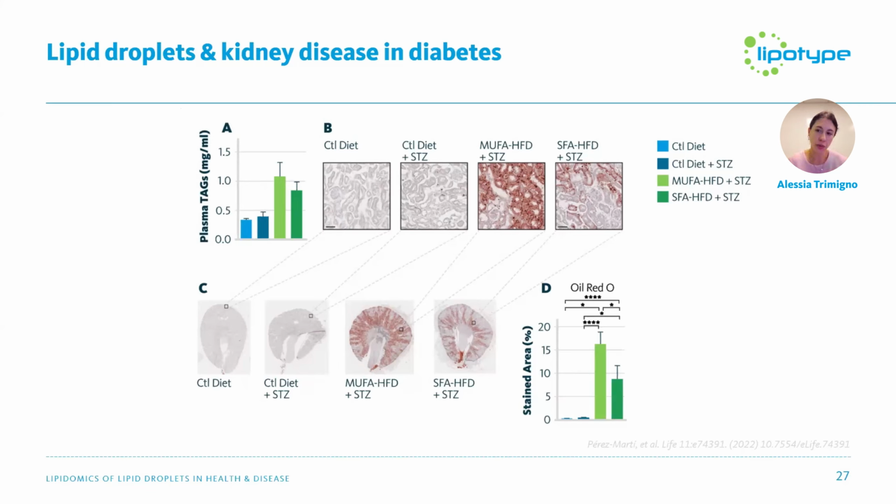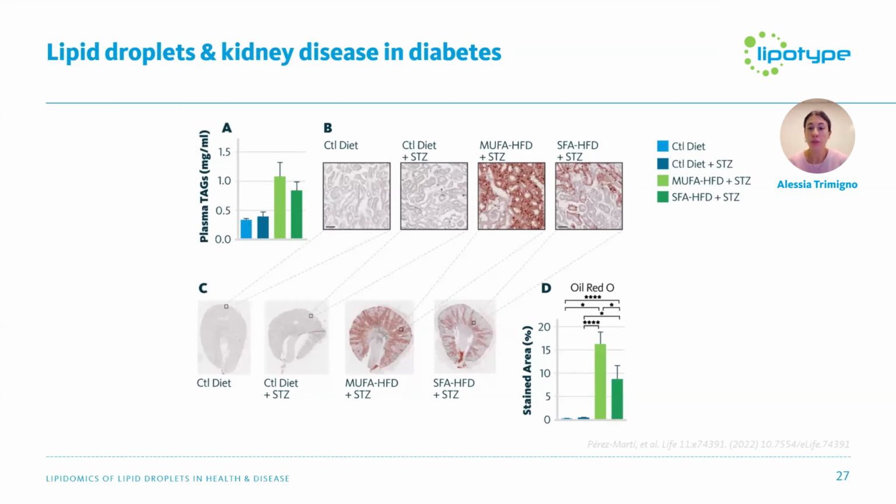We could see from the graph on the top left that there was an increase of plasma triglyceride after the two dietary interventions. But the most interesting part the authors wanted to study is how lipids are stored after these high-fat diets. And you can see from part C of this figure, from the section of the kidney, there was a higher accumulation of lipid, especially in the monounsaturated fatty acid diet. This is done by Oil Red O staining.